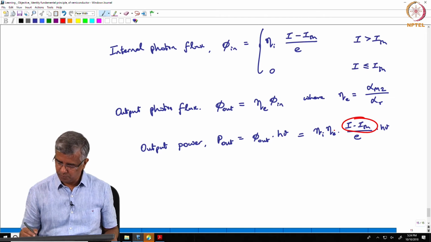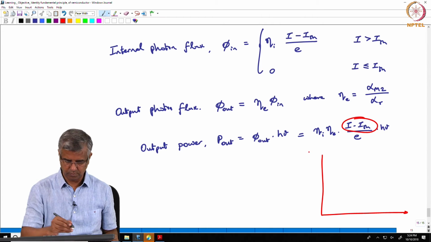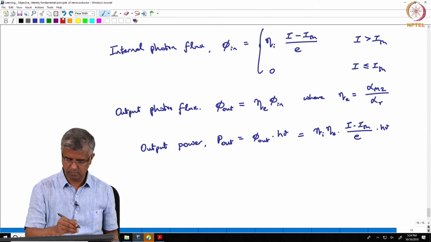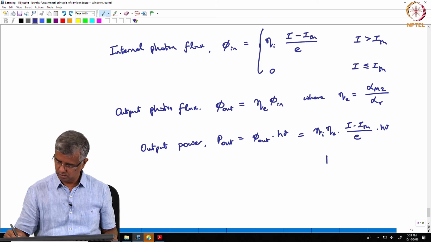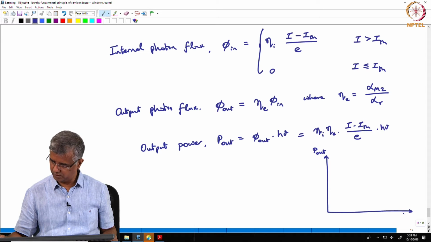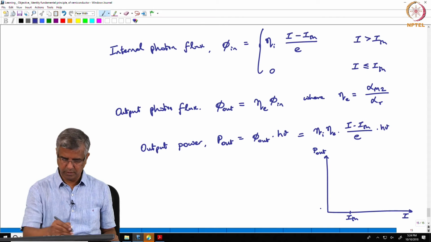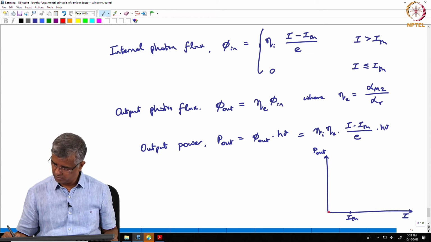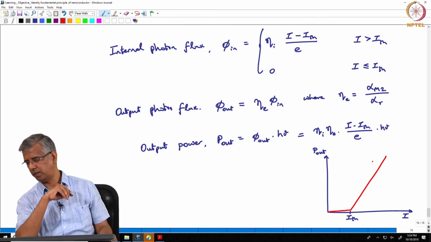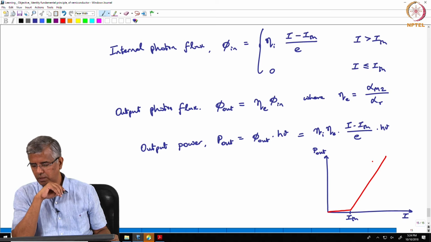Okay. So, typically, just like what we have seen before, output of a semiconductor laser as a function of the current injected, you have something called I threshold. Up to that it is only spontaneous emission, and then beyond that you could have stimulated emission, and you could get output power.